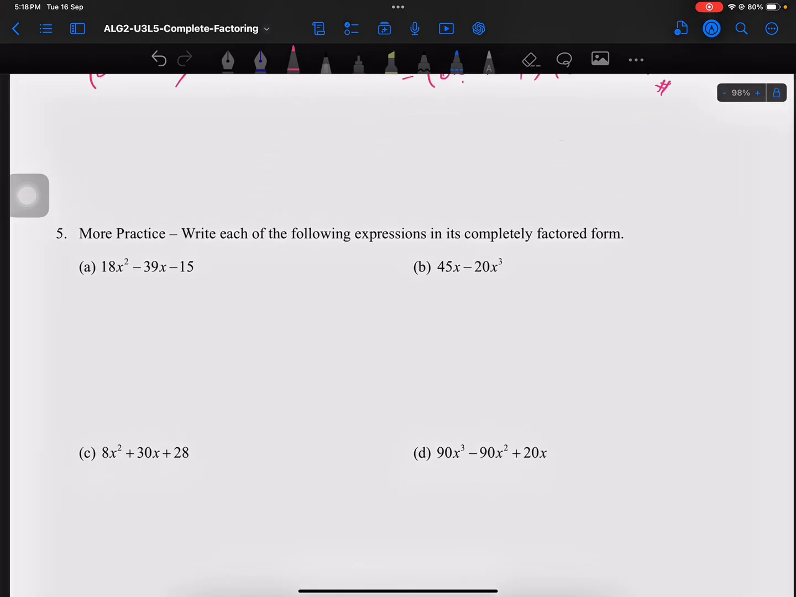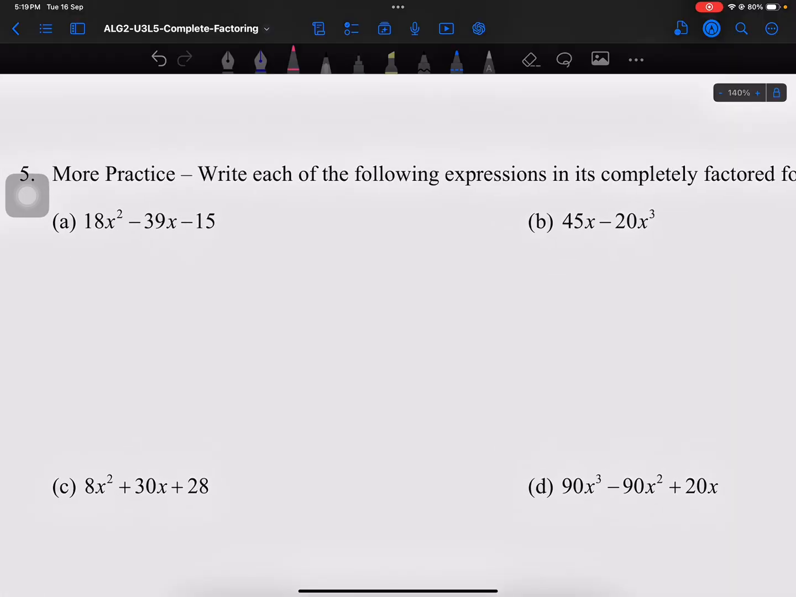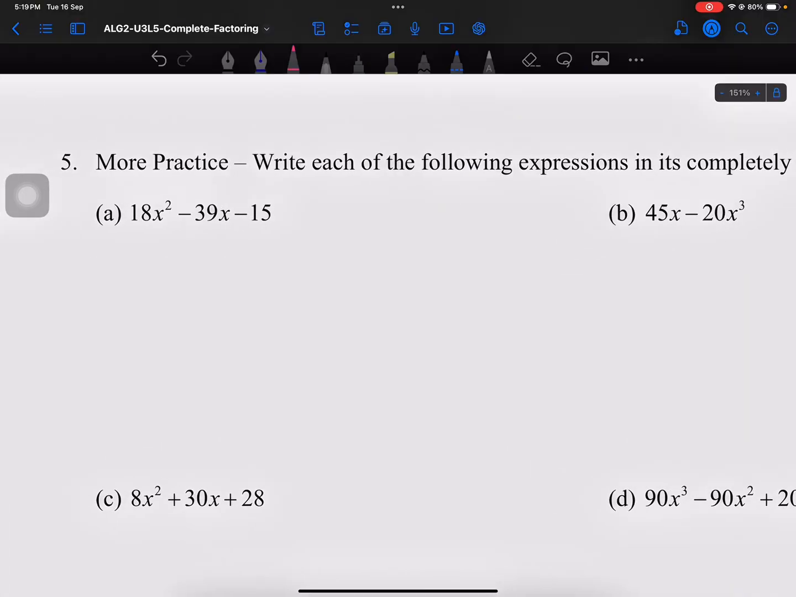Okay, now more practice. We need to completely factor each of the expressions. For this one, we can take out 3 as our GCF, so it will become 6x squared minus 13x minus 5. Now we see that we have 6, not 1, so we need to do it very carefully.